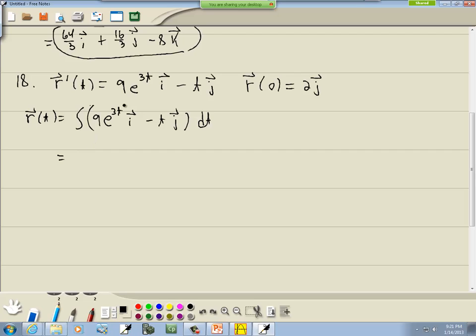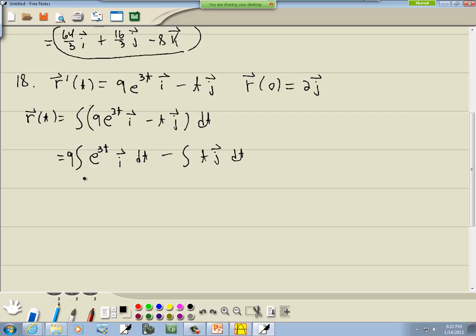I'm going to split this up into separate pieces so we see it a little bit easier. I can put the 9 out in front of this one. So we have 9 times the integral of e to the 3t i dt, minus the integral of t j dt.